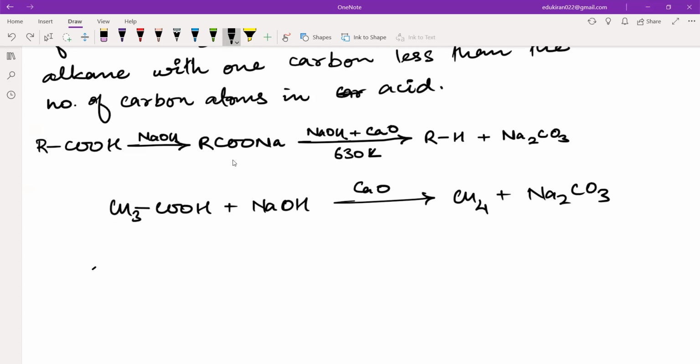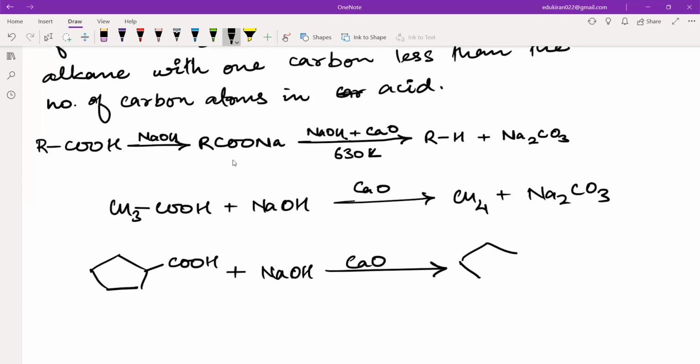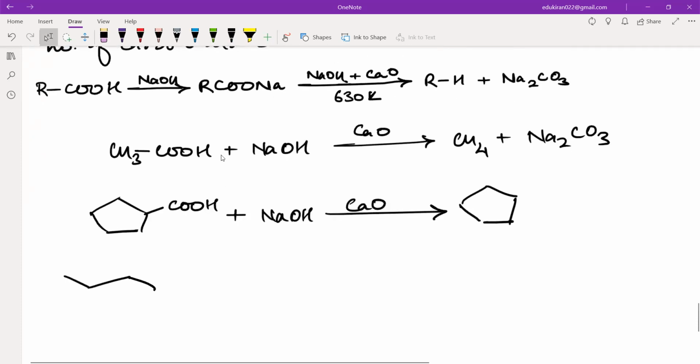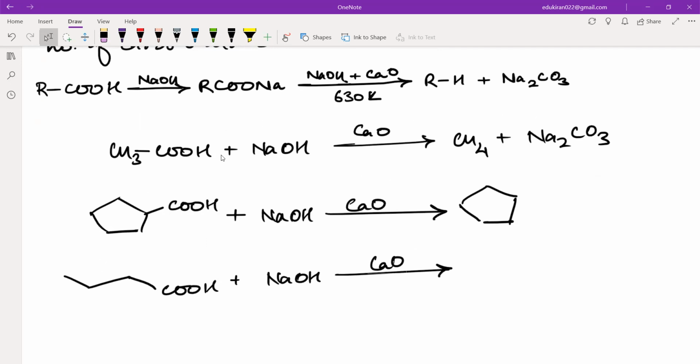So, for example, if you have some ring type of structure with COOH and you just want a cyclopentane, so you will react this with sodium hydroxide in the presence of CaO, and you are going to get a cyclopentane. As simple as that. You will be reducing 1 carbon atom. So from butanoic acid to propane. Write this down. This method is known as decarboxylation.